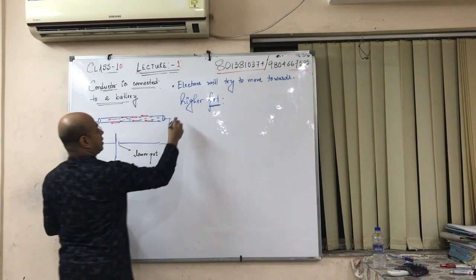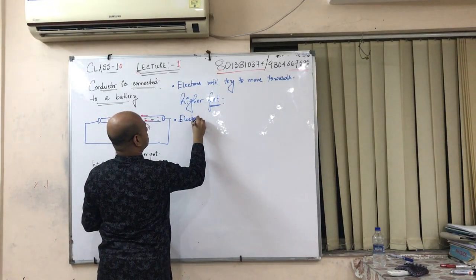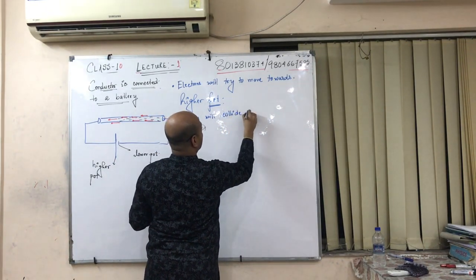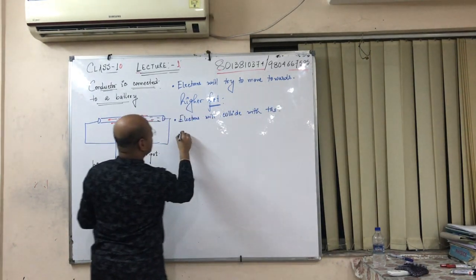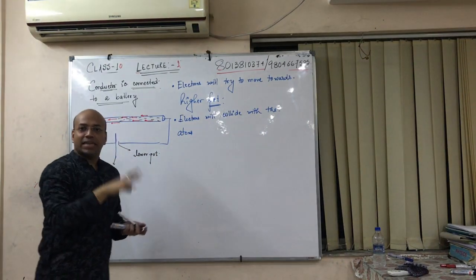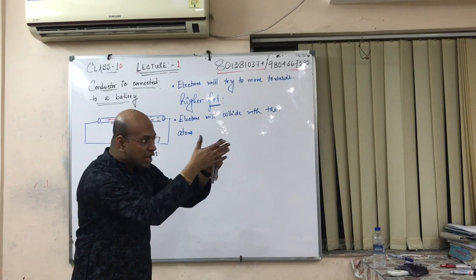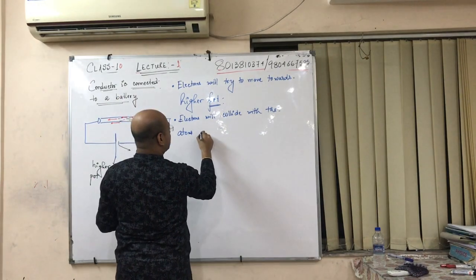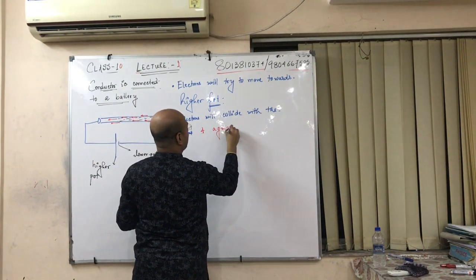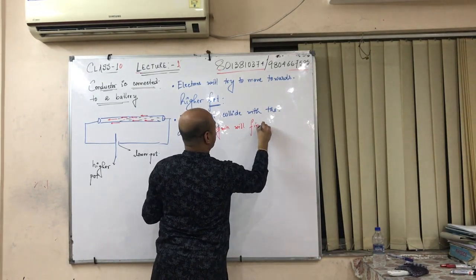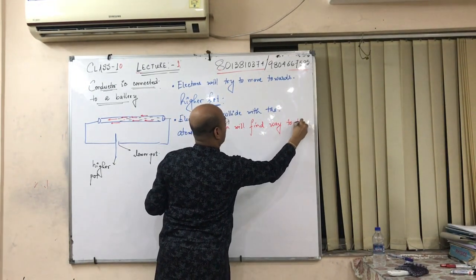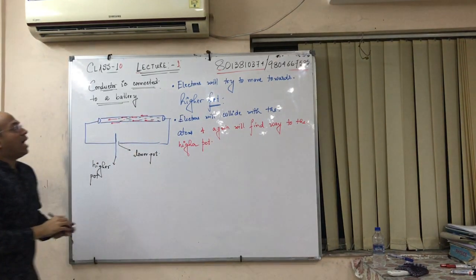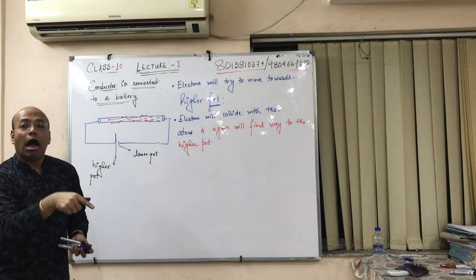And yes, electrons will collide with the atoms. See, there are atoms inside the conductor. Electrons will collide with the atoms. They will again move and they will again try to find their way out. So electrons will collide with the atoms and again will find way to the higher potential.